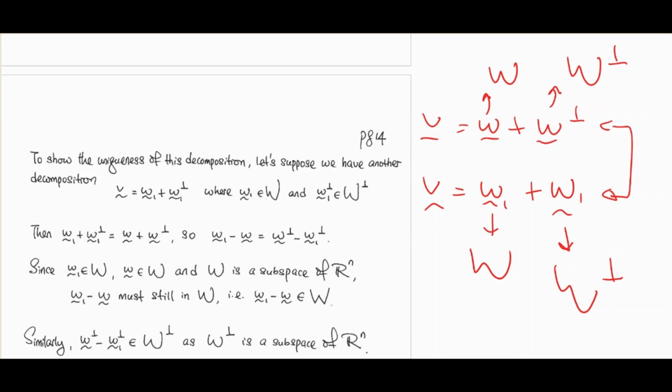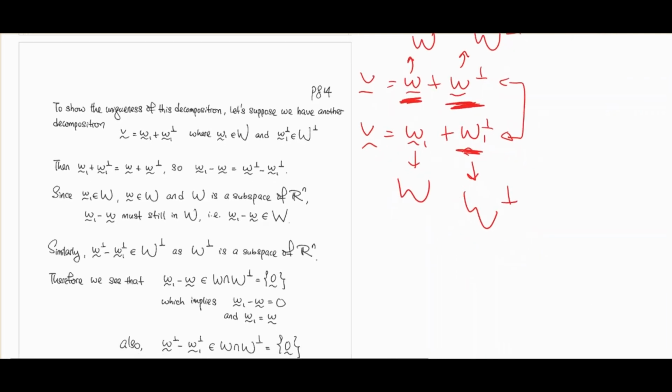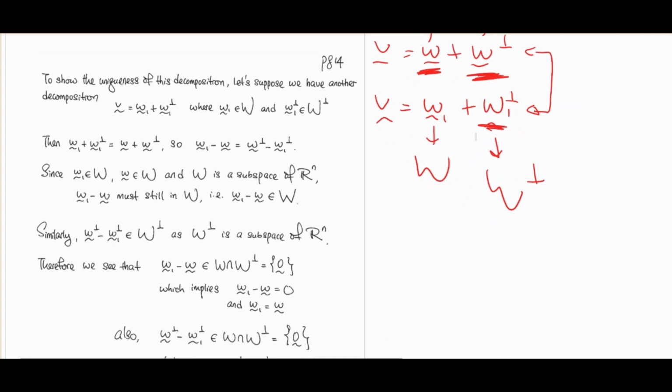You have two different ways of decomposing it into two vectors. One of them is from W, another one is from W perp. And now you want to show that W and W1 are actually the same, and W perp here and W1 perp here are also the same. This is always the case. When you want to show uniqueness, you show that there are two different ways of writing it, and then at the end you show that those two different ways are actually the same way.